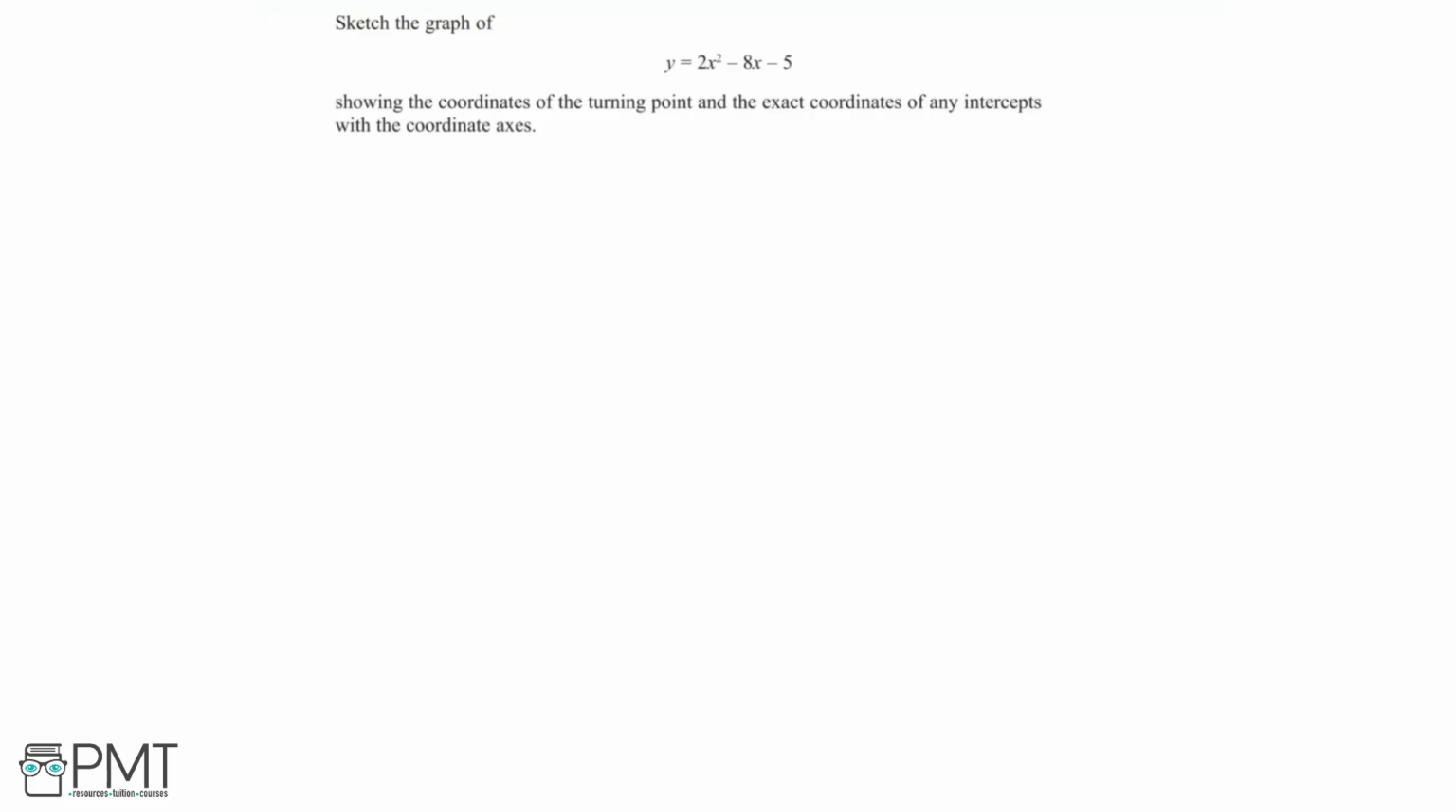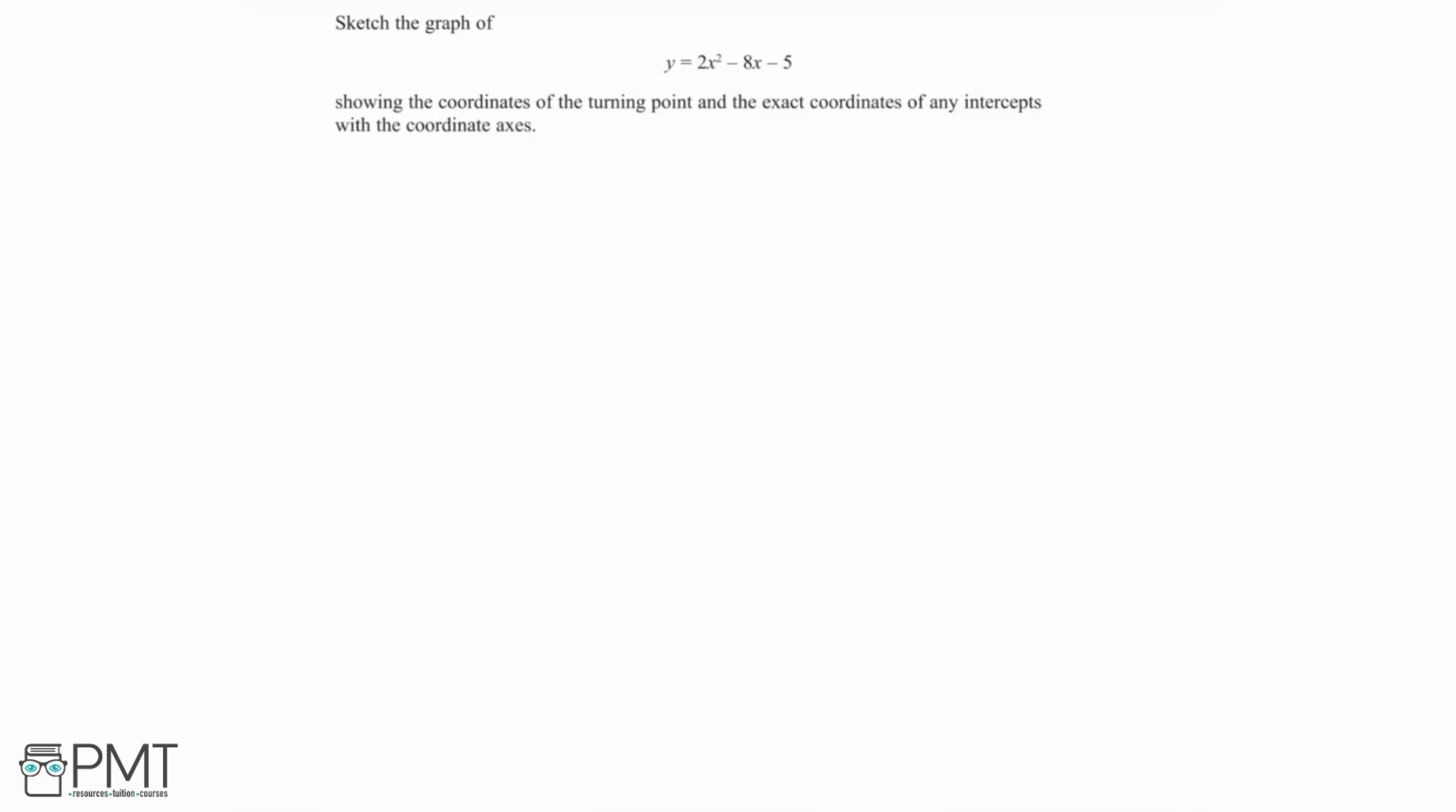In this question, we need to sketch the graph of y equals 2x squared minus 8x minus 5, showing the coordinates of the turning point and the exact coordinates of any intercepts with the coordinate axes. And so before we can sketch the graph, we need to find the y-intercepts, the x-intercepts, and the turning points.